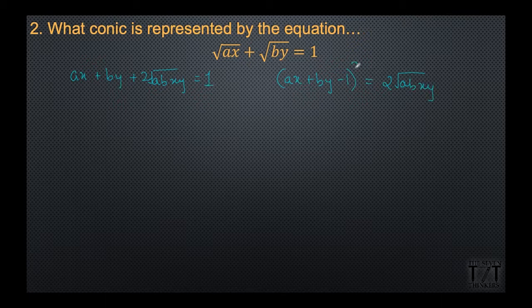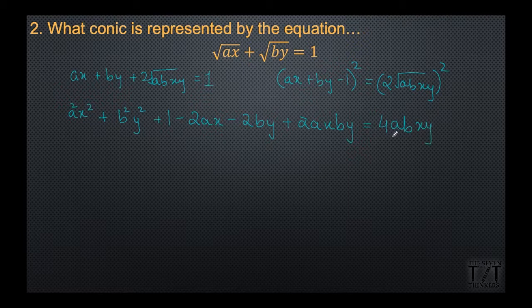Again we're going to square both sides and we'll get a square x square plus b square y square plus 1 minus 2ax minus 2by plus 2axby, which would be equal to 4 times abxy.